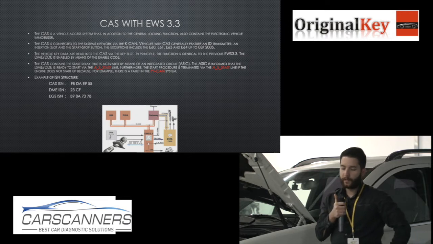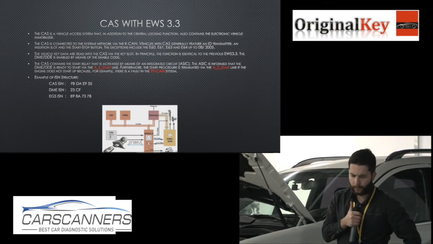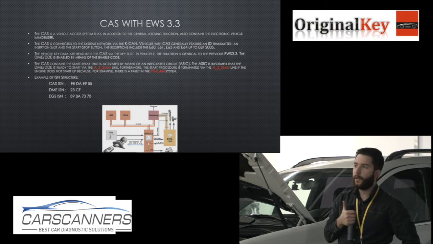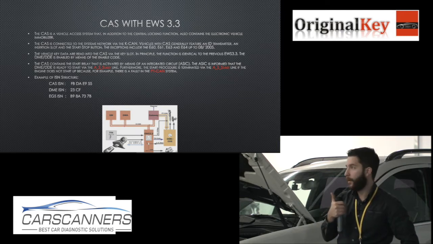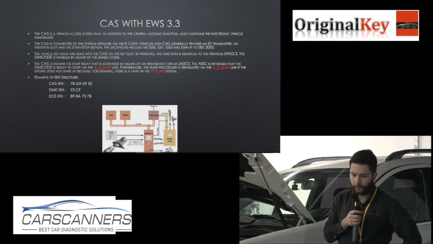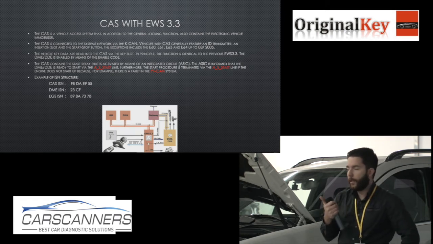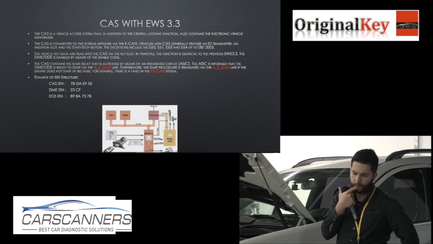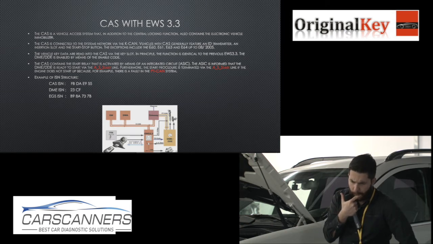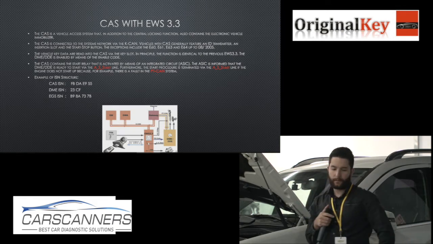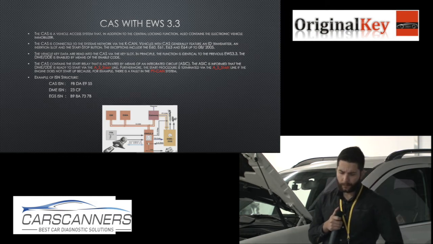So then we have the CAS with EWS 3.3. CAS is now a collection of the central locking mechanism and the immobilizer, the electronic vehicle immobilizer. It is connected to the system via K-line and CAN. And there is a constant ID transmission on the communication channels.